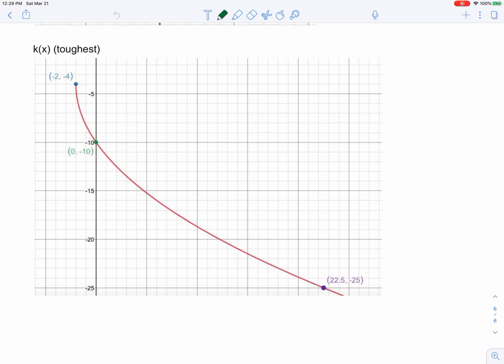Here's the graph. What's the equation? K of x. It's labeled the toughest because of this. We know that it's a square root. We know that it has been reflected over the x-axis. And we know that it's been shifted down 2, left 2 and down 4.